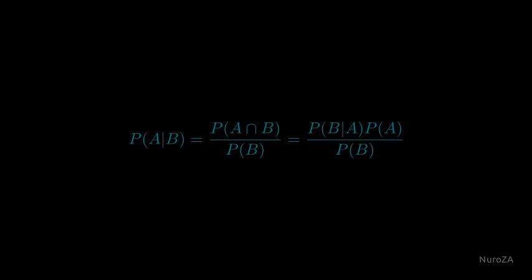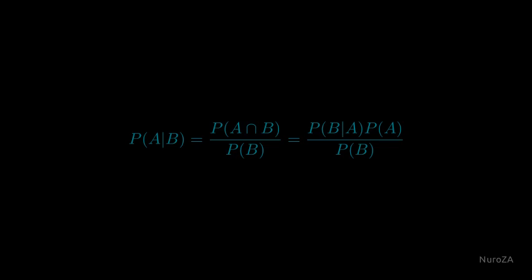Bayes' theorem states that the probability of A given B equals the probability of A and B together divided by the probability of B. This can also be written as the probability of B given A times the probability of A, all divided by the probability of B.